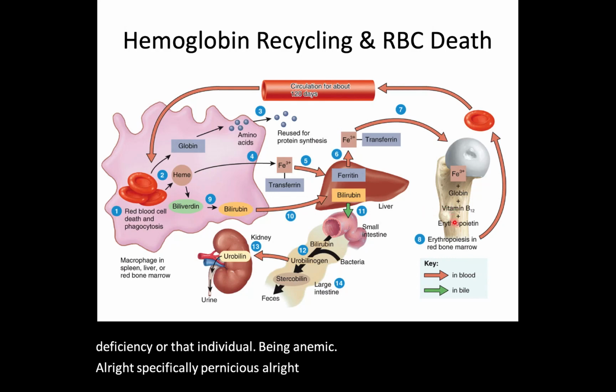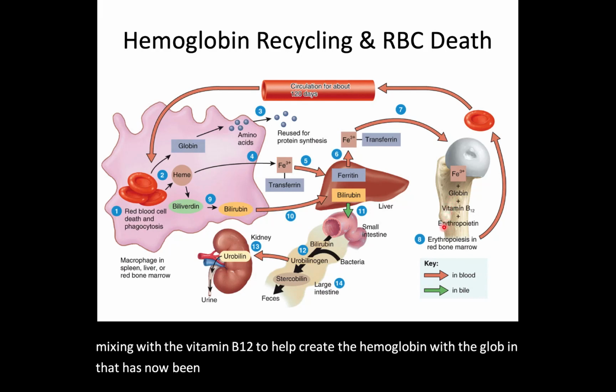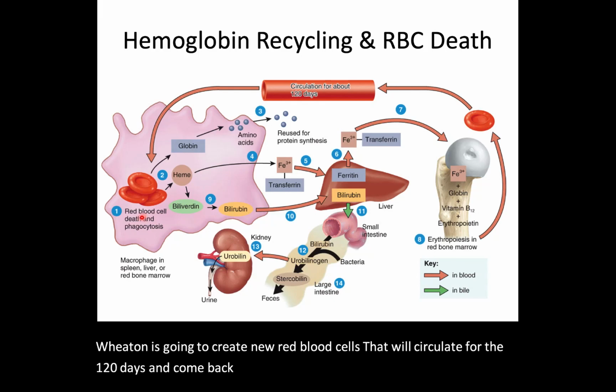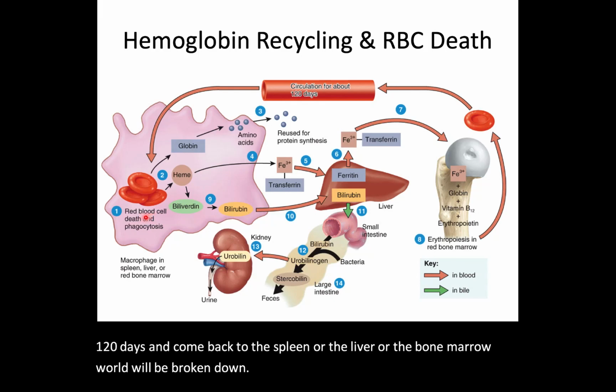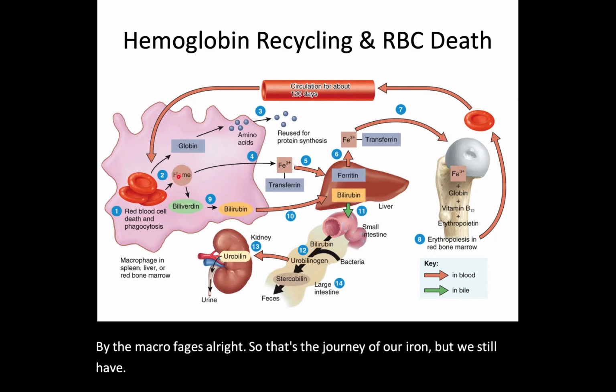Now, of course, we know that the iron mixing with the vitamin B12 to help create the hemoglobin with the globin that has now been produced under the direction of erythropoietin is going to create new red blood cells that'll circulate for the 120 days and come back to the spleen or the liver or the bone marrow, where it will be broken down by the macrophages. All right. So that's the journey of our iron.